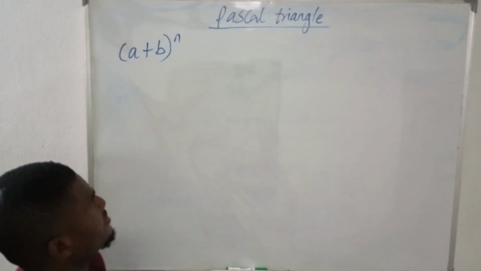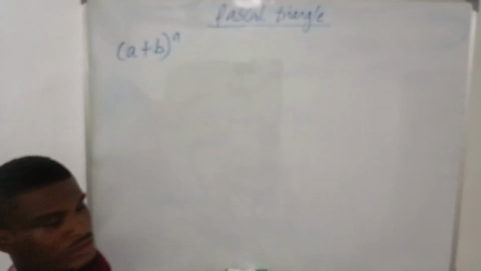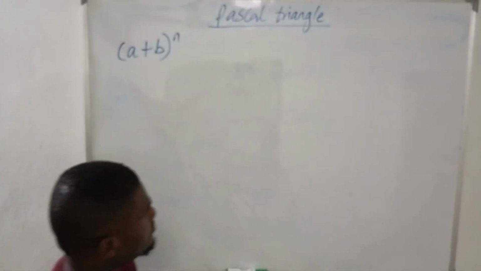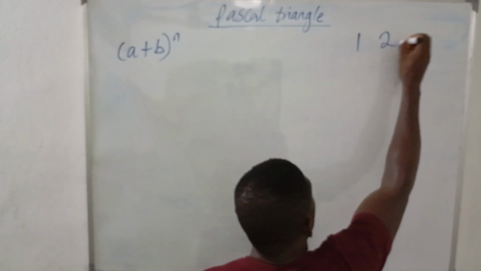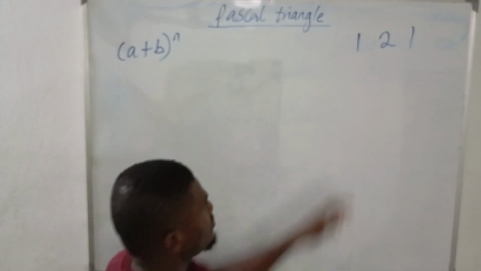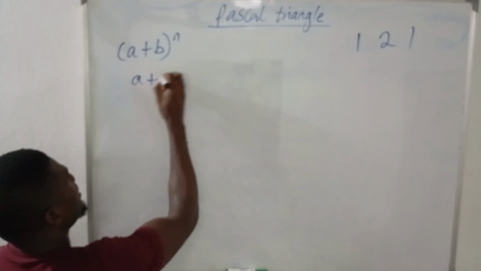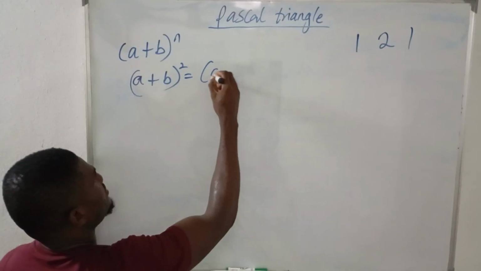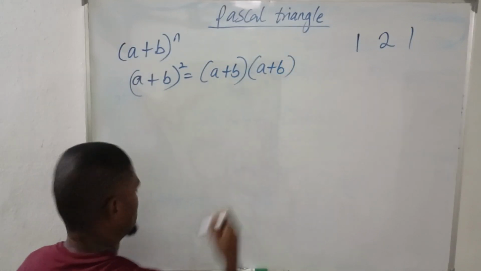So let's talk about Pascal triangle. How do we form Pascal triangle and how is it used? Alright, so now Pascal triangle, we start with the power of 2. With the power of 2, it has the coefficients 1, 2, 1. For example, let's say we need to expand a plus b raised to the power of 2. This would be written as a plus b multiplied by another a plus b.